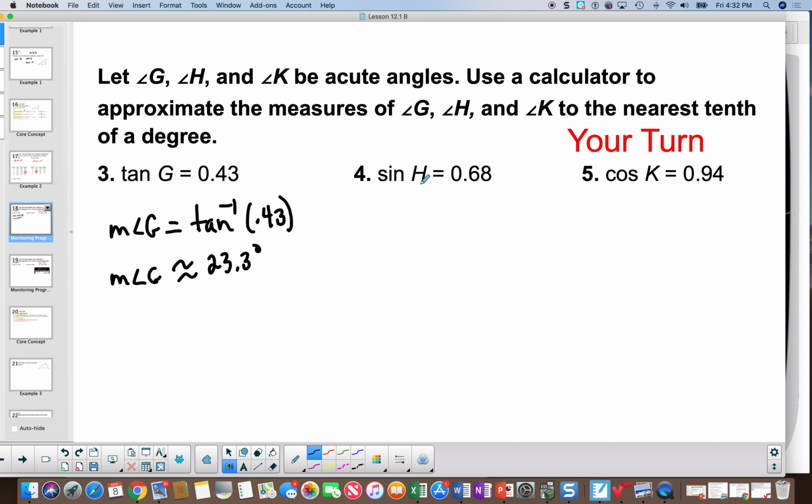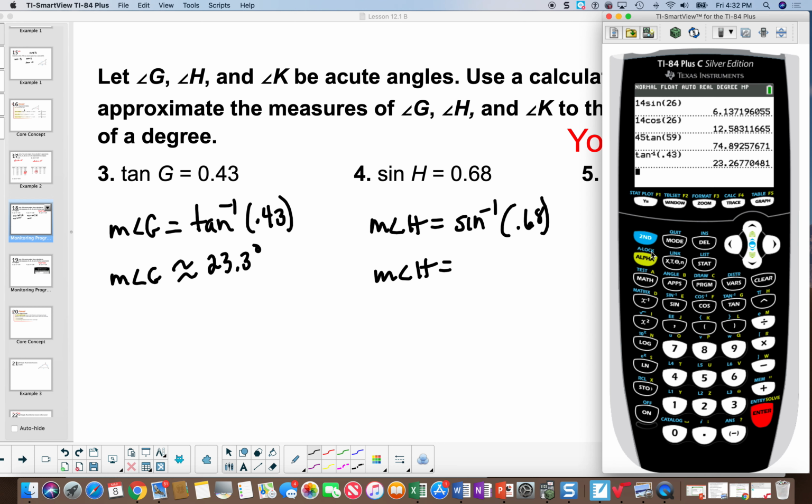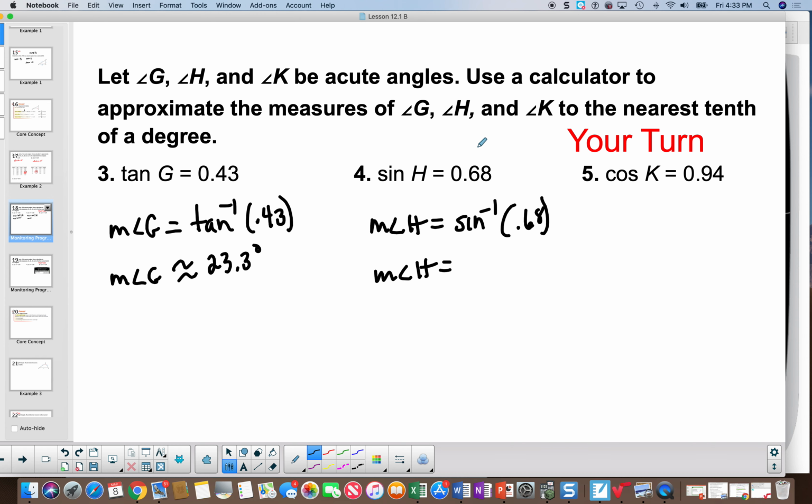Now to figure out the angle here, we're going to isolate H, and we're going to use this inverse process. We're going to get a lot more accuracy. So the measure of angle H will be, I'm going to do sine inverse, second, sine inverse of 0.68, and we're going to do it to the nearest 1/10, 42.8. So this is going to be 42.8 degrees. Okay, your turn to do the next one.